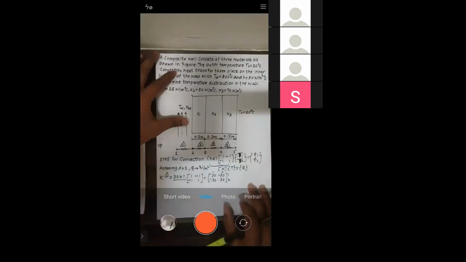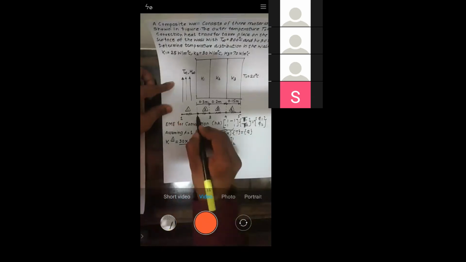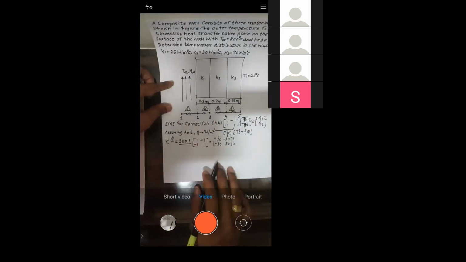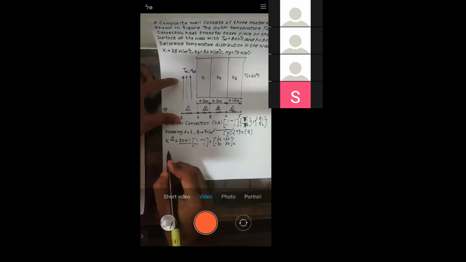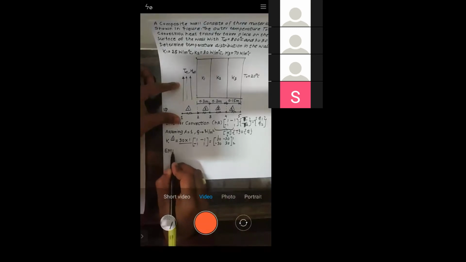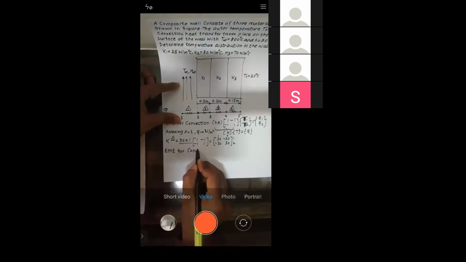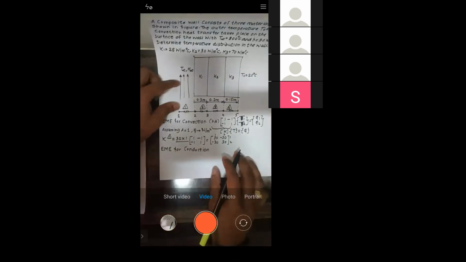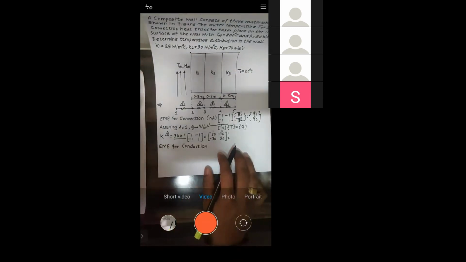Is it clear? So this is the stiffness matrix for element number 1. Now we need to see what about element number 2, 3, and 4. Their heat transfer is by conduction, right? So we need to write down the EME for conduction. Tell me, what is the EME for conduction? Let me know.